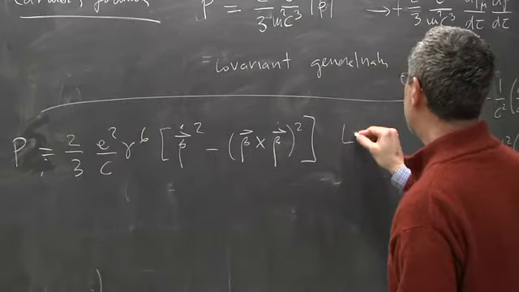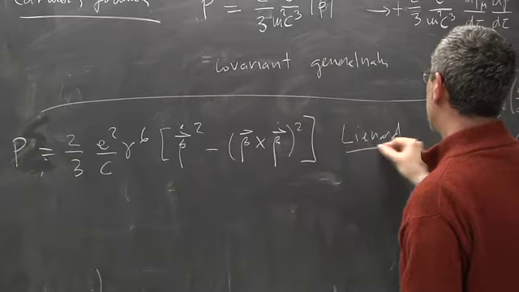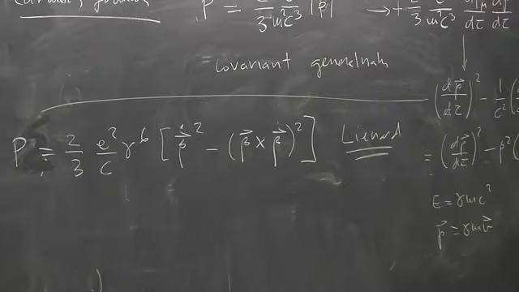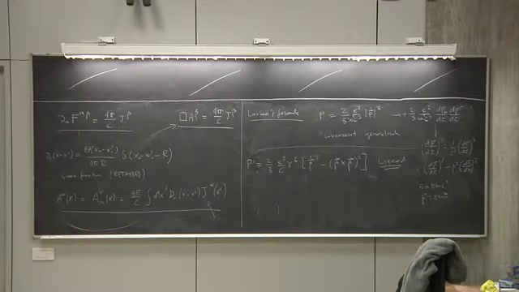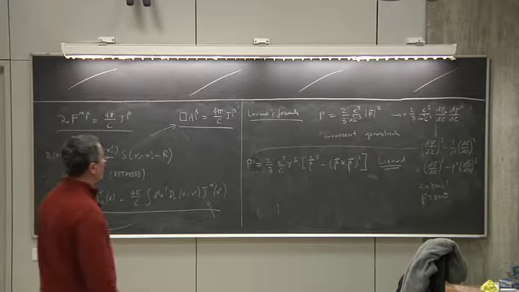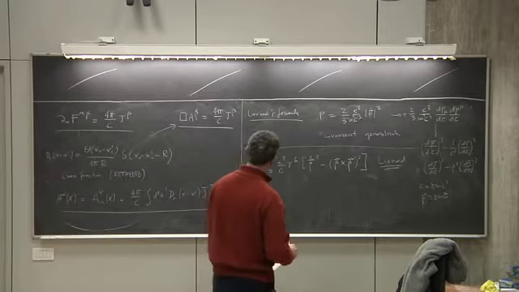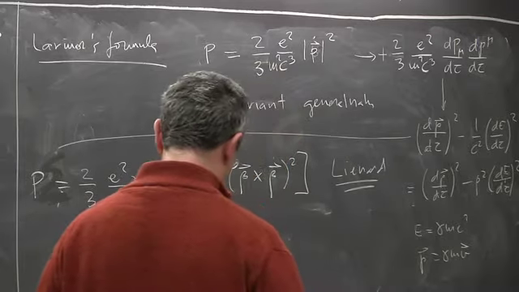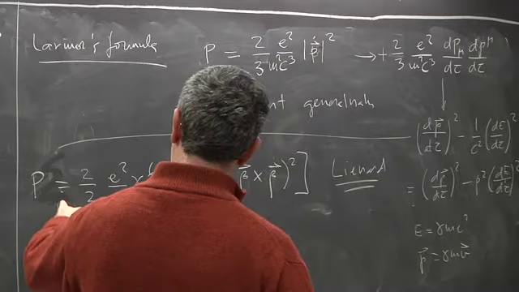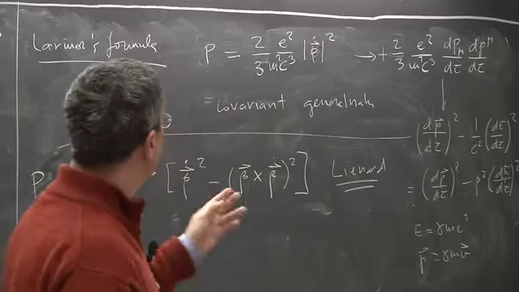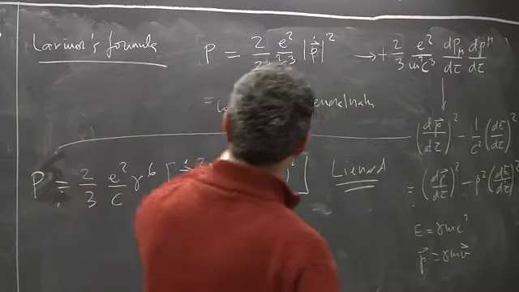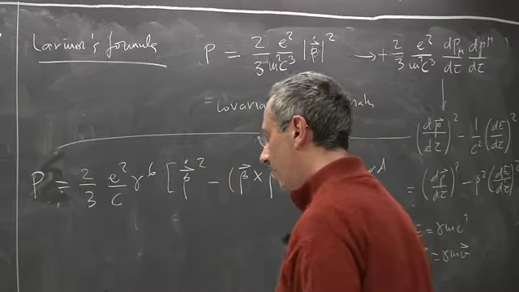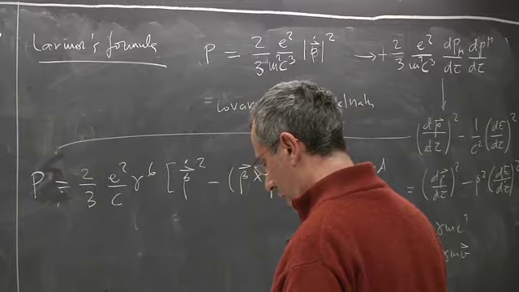This was derived by Liénard, the same of the potential, together with Wiechert. They didn't work together. I mean, one was German, the other French. And they just got the potentials at the same time. But then he derived this, so this is the generalization of the Larmor formula when the particle is moving at speeds comparable to the velocity of light.